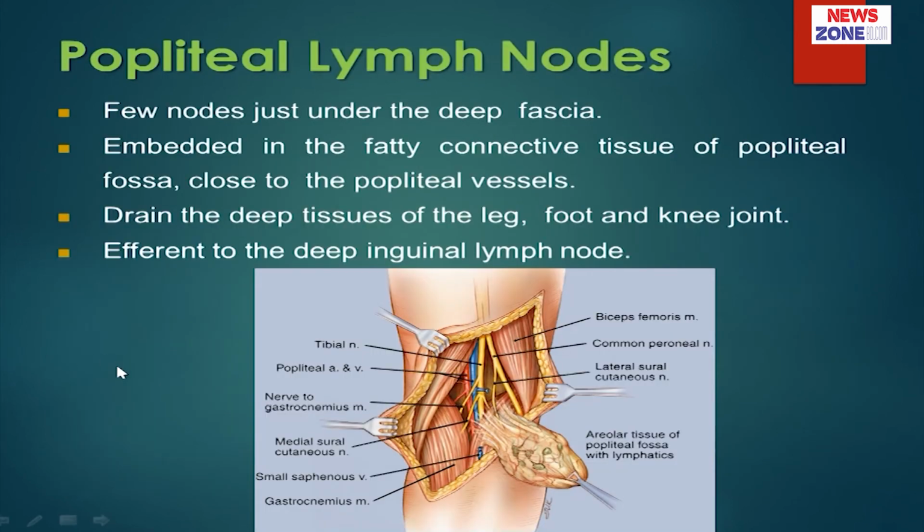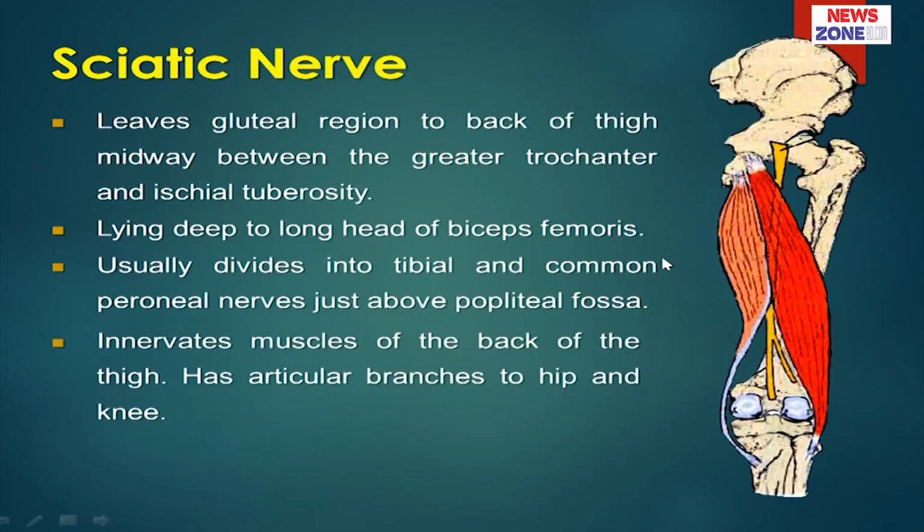Now the popliteal group of lymph nodes. A few lymph nodes just underlying the deep fascia are embedded in the fibrofatty tissue of the popliteal fossa close to the popliteal vessels. They drain the deep tissue of the leg, foot and the knee joint, and the efferent of this popliteal lymph node will go into the deep inguinal lymph nodes.